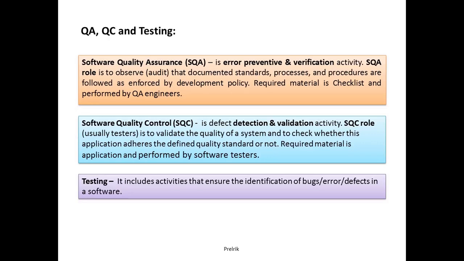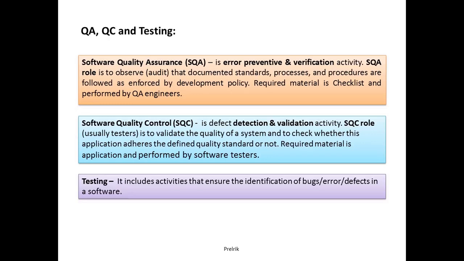QC is a defect detection and validation activity. So suppose your product has been made and now you are sending this product to testers. The coding has been done, the product is ready. So before releasing the product in market, they perform different types of activity to validate your actual product with expected standards and expected benchmarks. And to do so, testing is an activity. Actually, testing is part of QC, and testing includes activities that ensure the identification of bugs, errors, defects in a software.